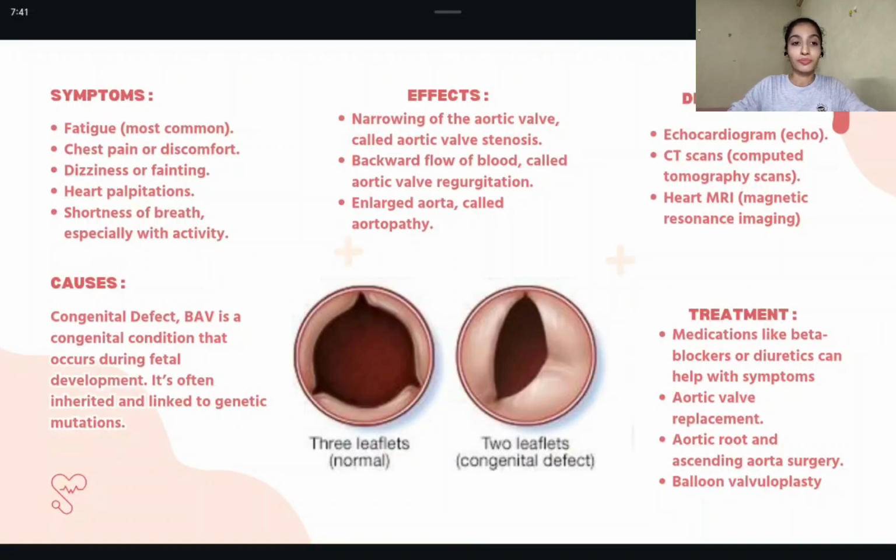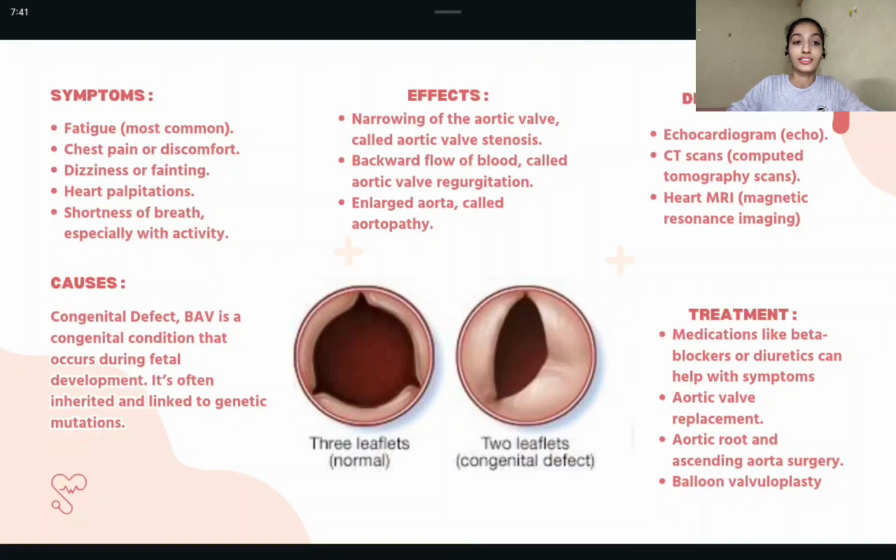The effects of BAV include, first, the narrowing of the aortic valve, also known as aortic valve stenosis. In this, the valve may not open fully, and the blood flow from the heart to the body is reduced or blocked. Next is the backflow of blood, also known as aortic valve regurgitation. Sometimes the bicuspid aortic valve doesn't close tightly. This causes the blood to flow backwards.